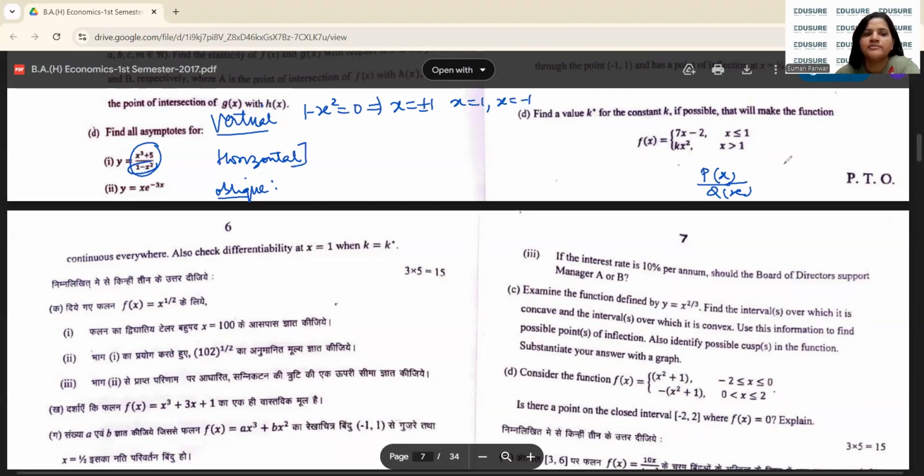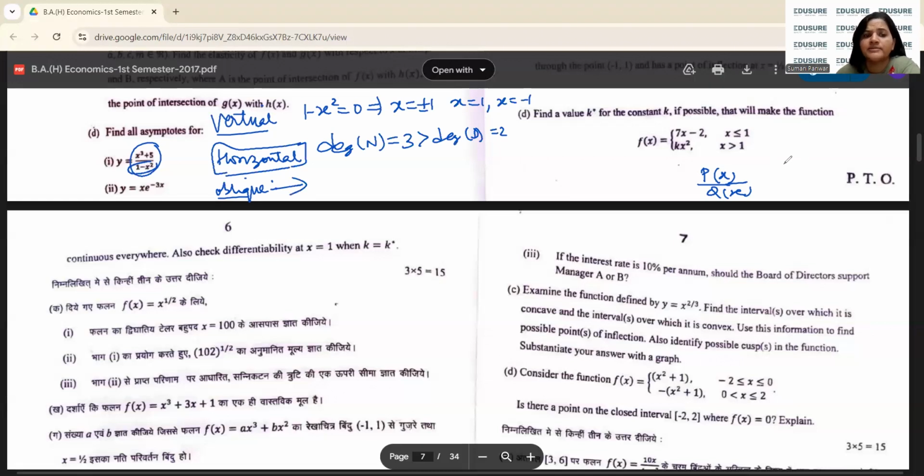Now, horizontal asymptotes of a rational function occur only when the degree of the numerator is less than or equal to the degree of the denominator. But over here, the degree of the numerator is greater than the degree of the denominator. Degree of the numerator, which is 3, is greater than the degree of the denominator, which is 2. So there are no horizontal asymptotes. In these cases, oblique asymptotes occur.